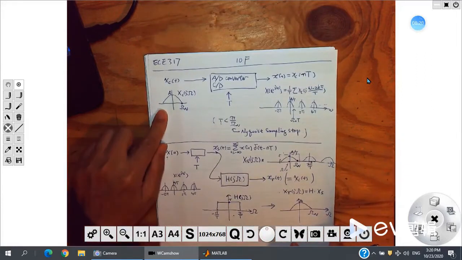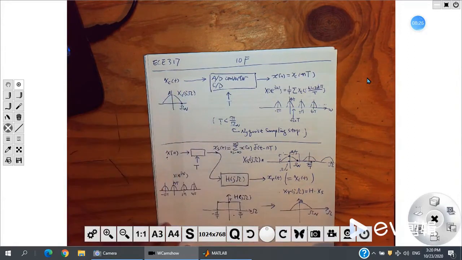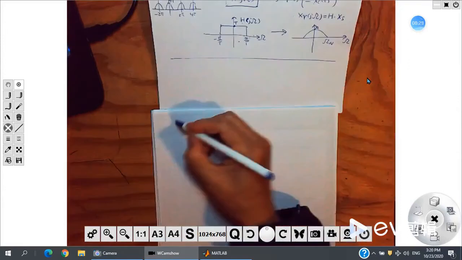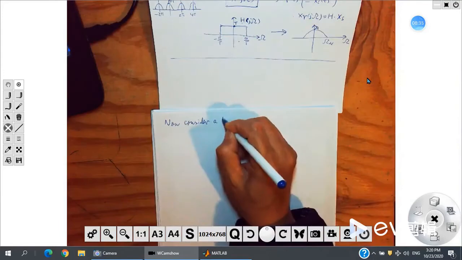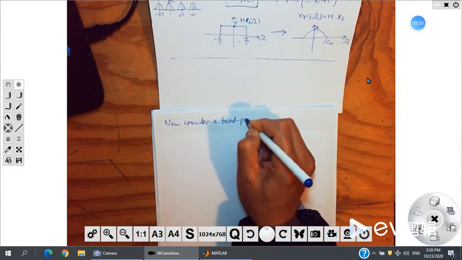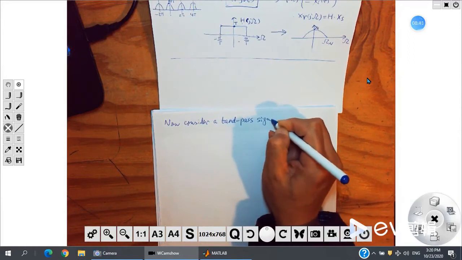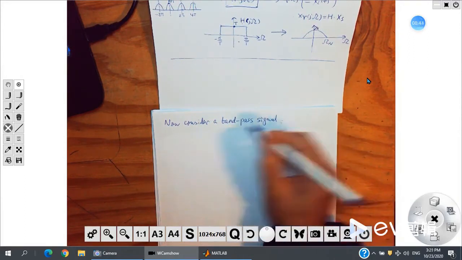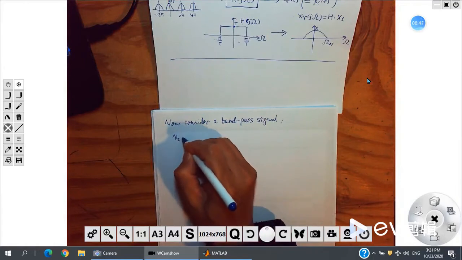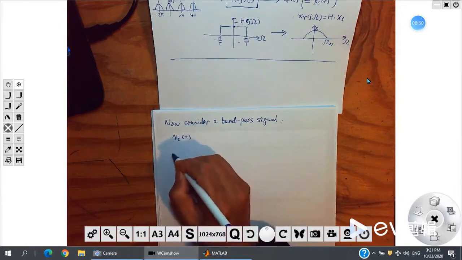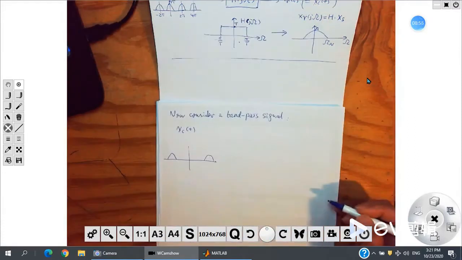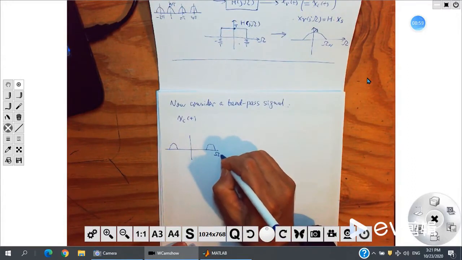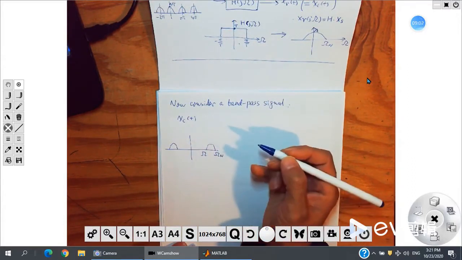The signal's spectrum does not look like this, but is a band pass signal. Okay, now we consider a band pass signal. I still write it as XC of t. Then in the frequency domain, it looks like this. So here we have omega n and omega d, which is just a notation.